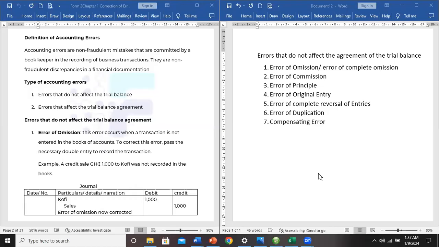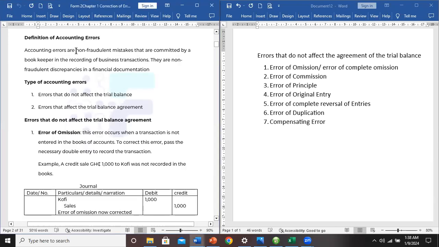So, correction of errors and suspense account. The last time, we wanted to look at the mistakes that happen in accounting. And even as students, you have been making mistakes when you are preparing or recording business transactions. So we say that accounting errors are non-fraudulent mistakes.